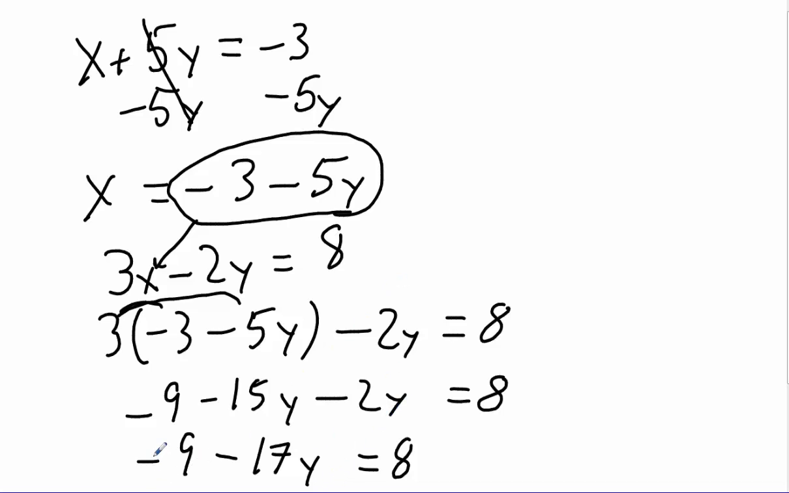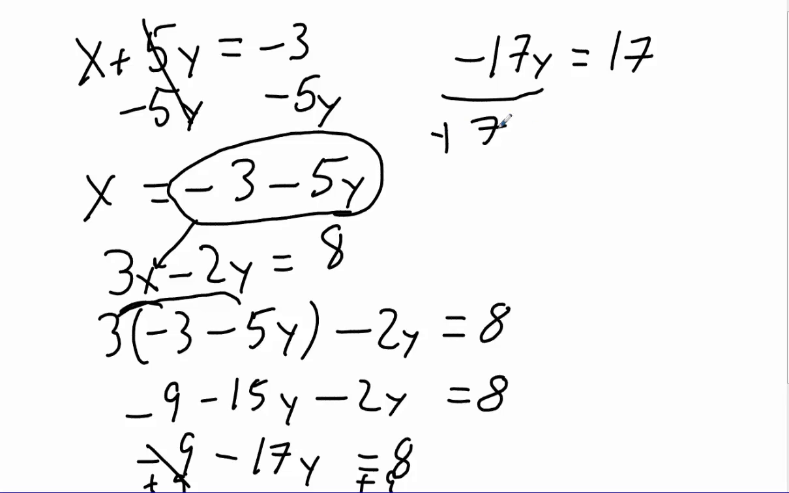Now, in order to get rid of this minus 9, we need to add 9. I'm running out of room. That'll cancel, and you're going to get negative 17y is equal to 17. Now, divide by negative 17. This is where it gets fun and tedious. And y is equal to negative 1.